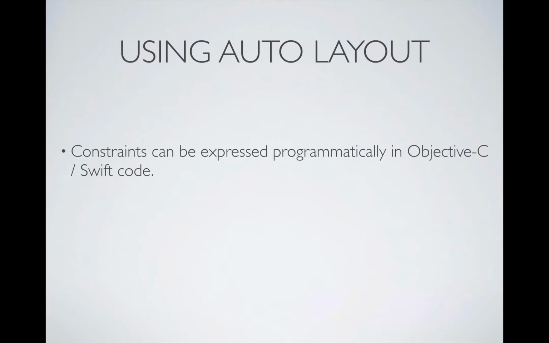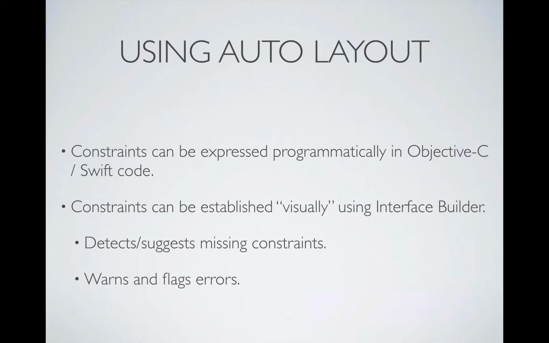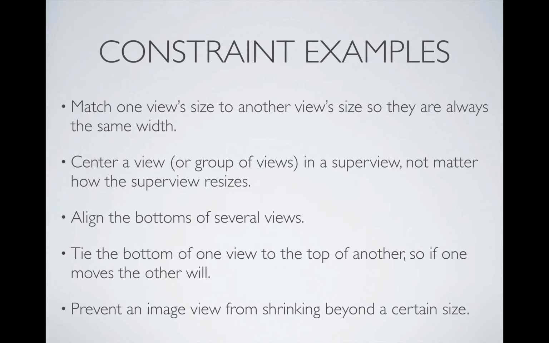So using auto layout, we can express the constraints either in Objective-C or Swift code, or we can also establish the constraints visually using Interface Builder. And this second approach is kind of convenient because Interface Builder will intelligently detect or suggest missing constraints, and it comes up with all kinds of warnings and even error messages when we do things wrong. So tonight we're going to focus on this second approach. We're going to be looking at how to set up these constraints in Interface Builder.